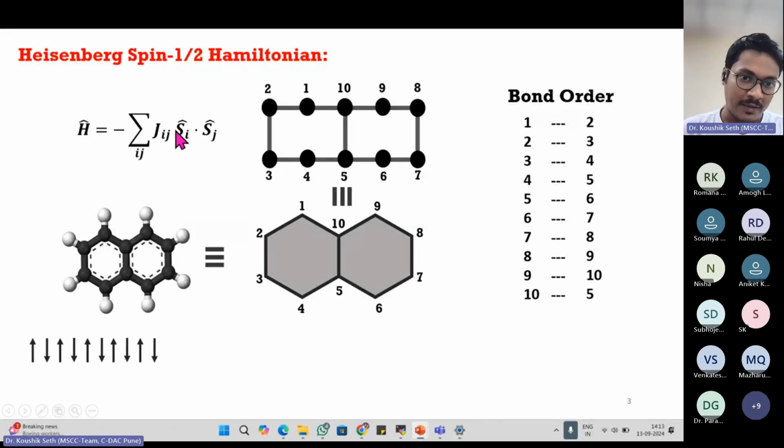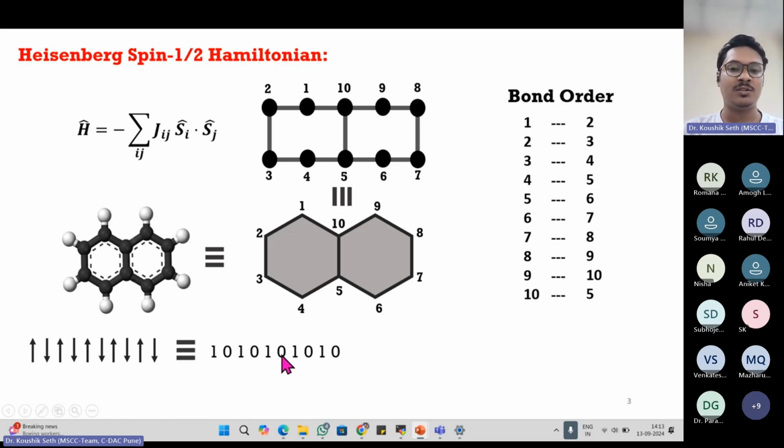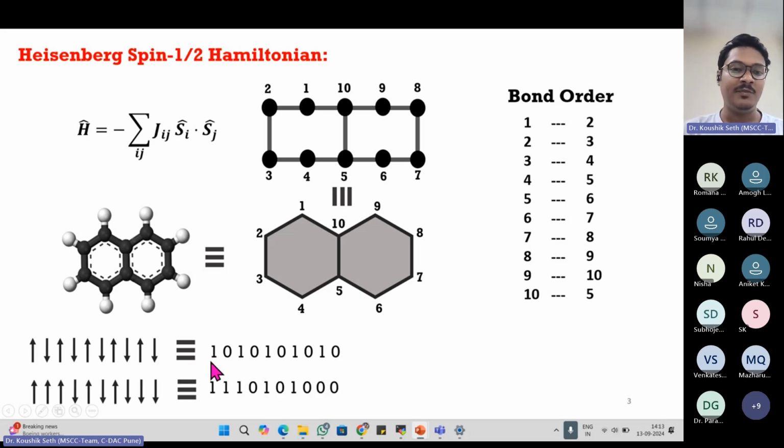Now coming to SiSj, that is a spin-spin operator. If we put up, down, up, down, up, down, up, down, up, down, this is the spin configuration. So if we put up on site 1, down on site 2, up on site 3, down on site 4, this gives us a configuration 1 0 1 0 1 0 and so on, 1 for up, 0 for down. Similarly, if the first 3 are up, then down, up, down, up, this is the corresponding configuration. So this is the numerical representation.